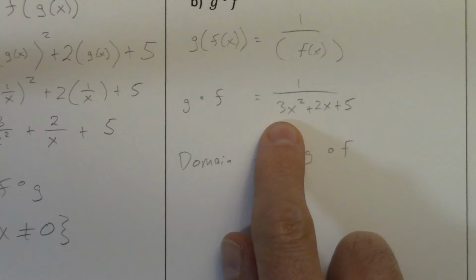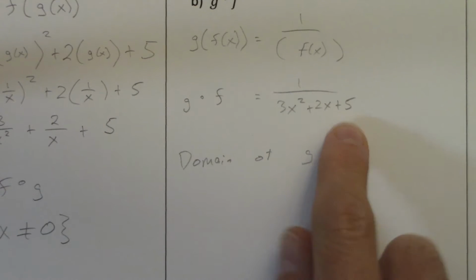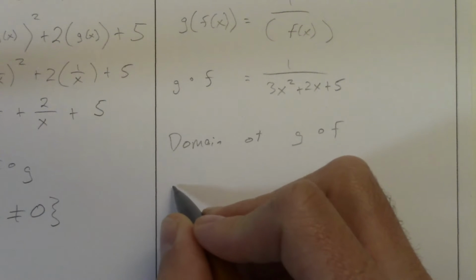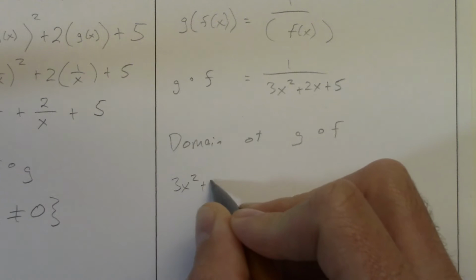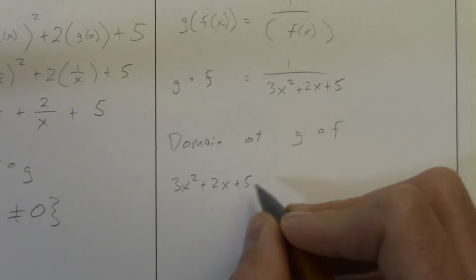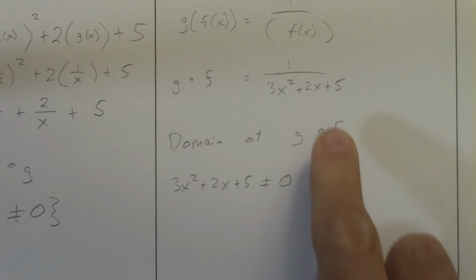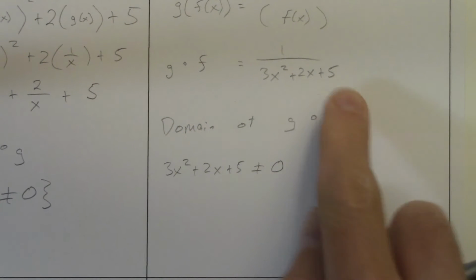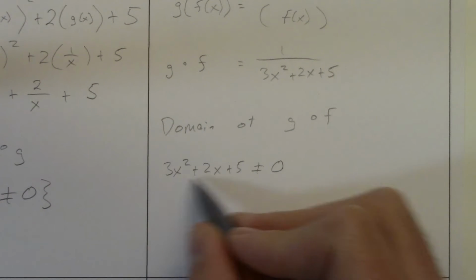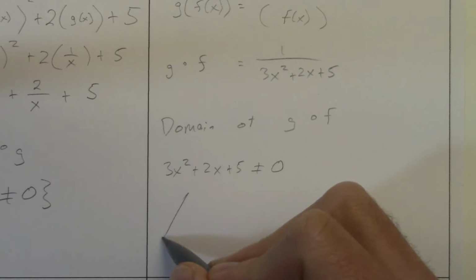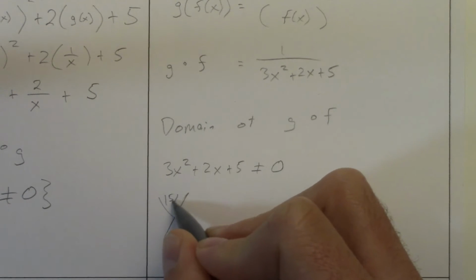So I would want to look for when 3x squared plus 2x plus 5 is 0. In other words, when is 3x squared plus 2x plus 5 equal to 0? I don't want that to be 0, because then I'd be dividing by 0. And looking at this quadratic, I don't think I can factor this one.